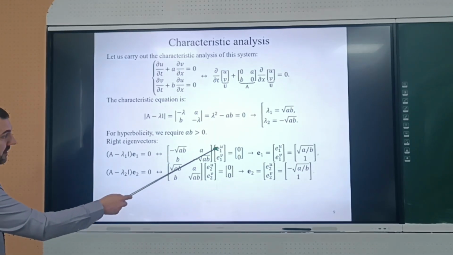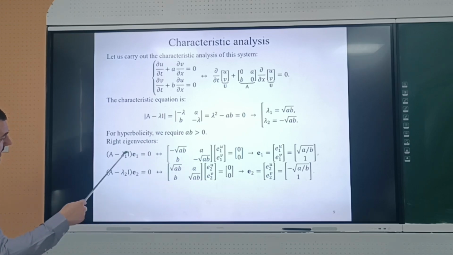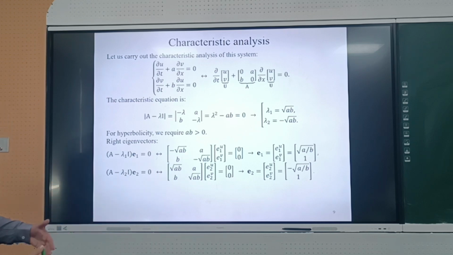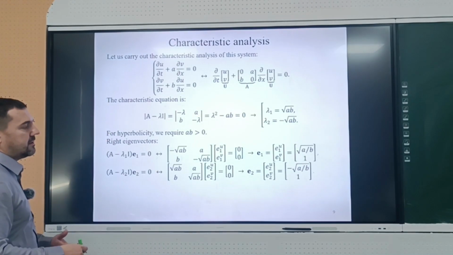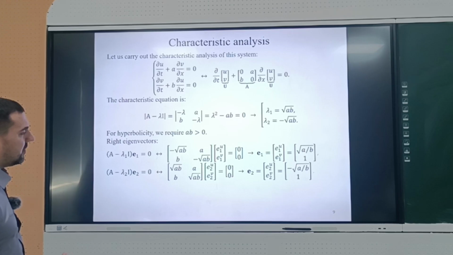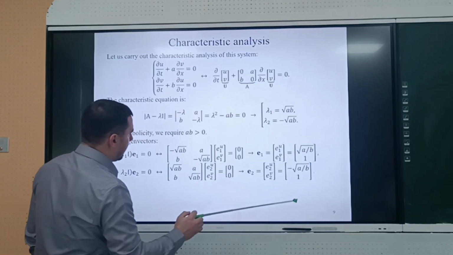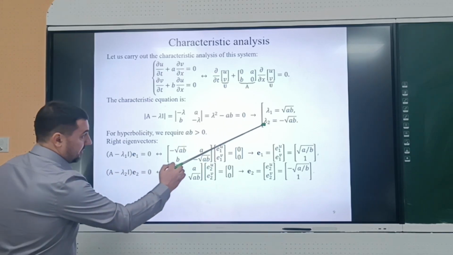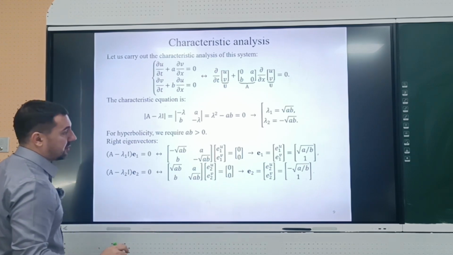Then we should find the components of this right eigenvector. So we just write this, what does it mean? A minus lambda E, and then actually the eigenvalues are known, so you can multiply it by any arbitrary constant which is not 0. It will not change the nature of your eigenvector. So e1, the first component is square root of a over b, and the second one is 1. And in the same manner, we can compute the right eigenvector corresponding to lambda 2. It will change by the sign of the first component.